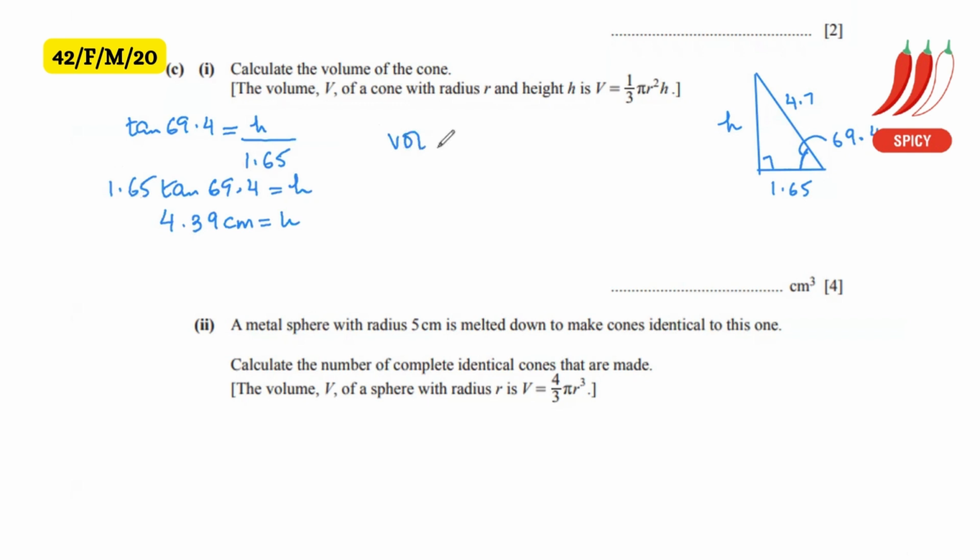So now volume would be 1/3 times pi times 1.65 squared times 4.39. Remember, the volume uses the perpendicular height, not the slant height. Slant height is only used in the curved surface area of the cone. So that's going to give us 12.5 centimeter cube. That's your answer.